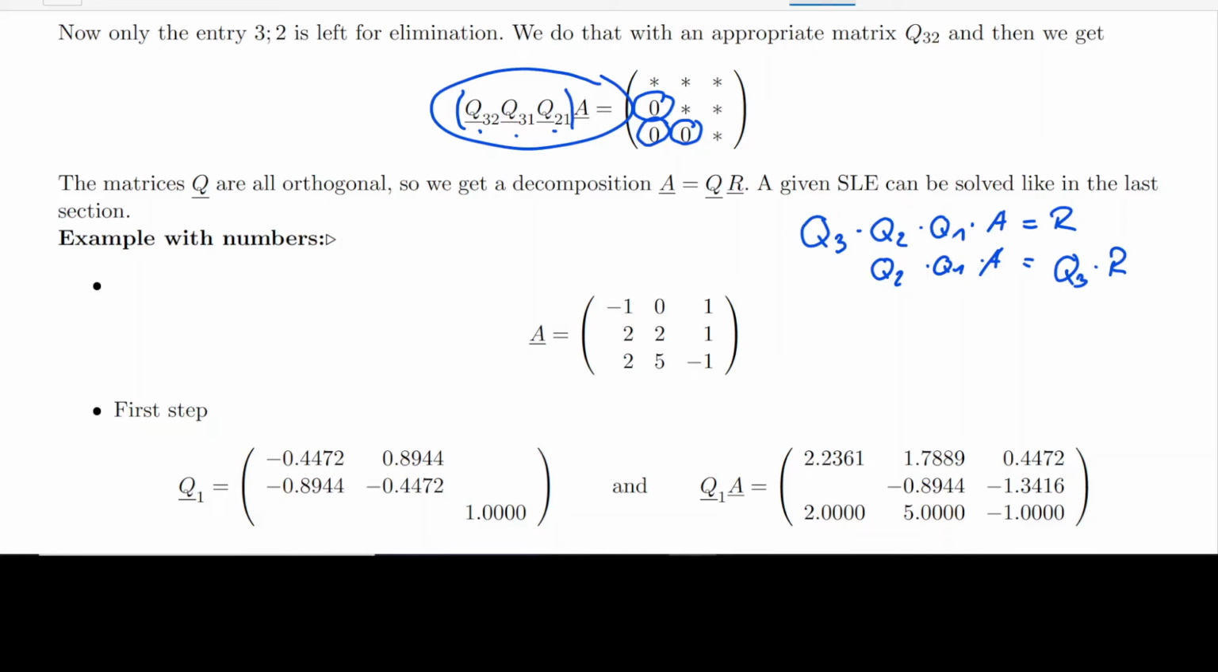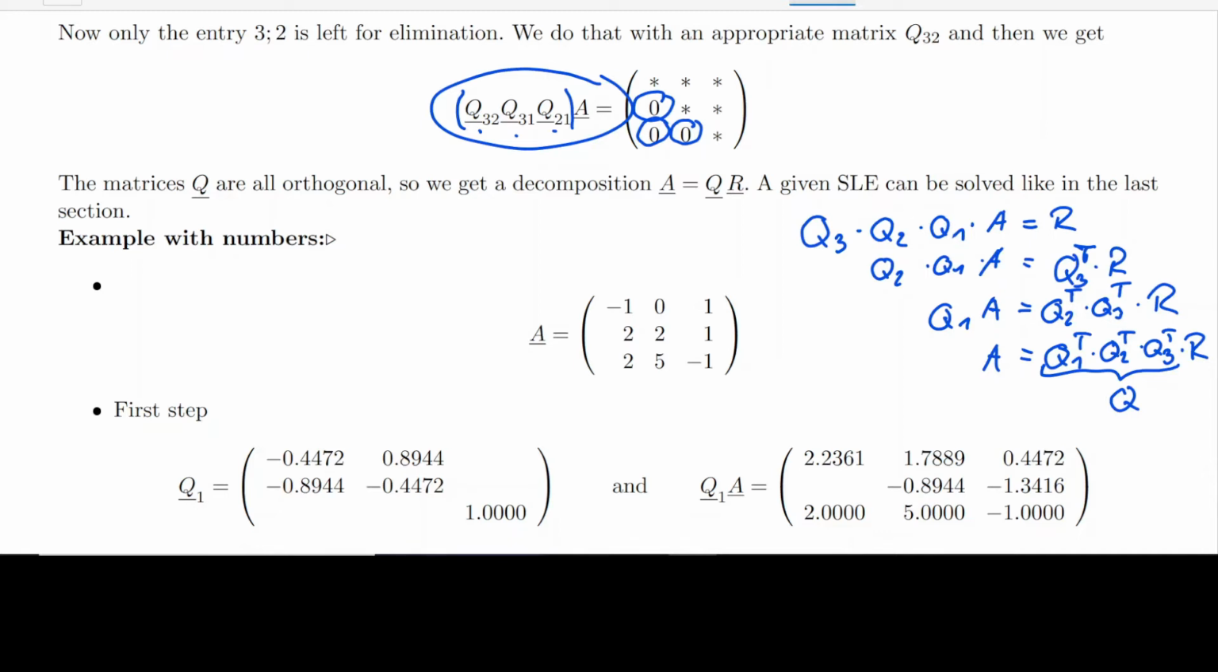Then bring the Q2 to the right hand side and then multiply the equation from the left with Q2 transposed, and then we get Q2 transposed, and then bring Q1 to the right hand side. Multiply from the left with Q1 transposed, and so this product is our Q matrix. And now we have our decomposition.